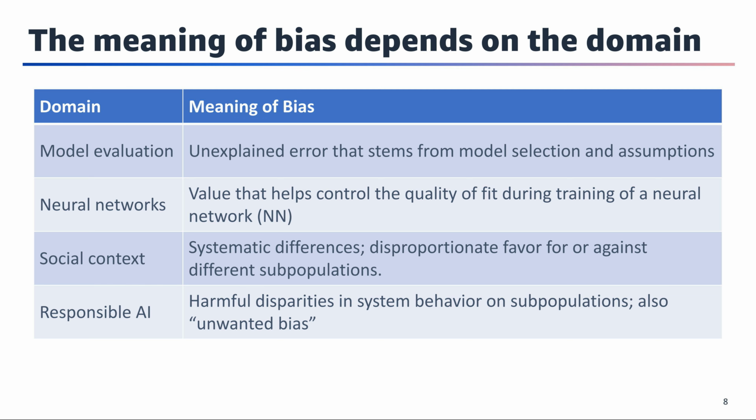Bias is an overloaded term in the ML community. Depending on the domain, different practitioners have different meanings for bias. For example, sometimes bias refers to a specific component in an equation. Sometimes, bias is used to talk about disparity in system behavior.